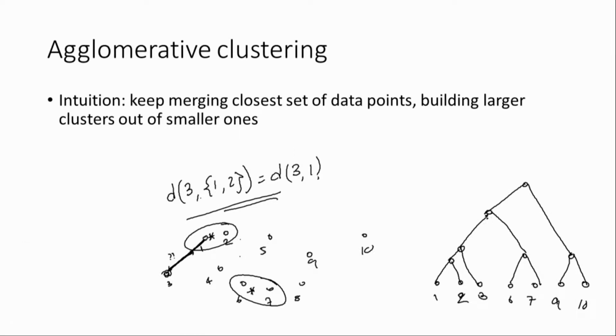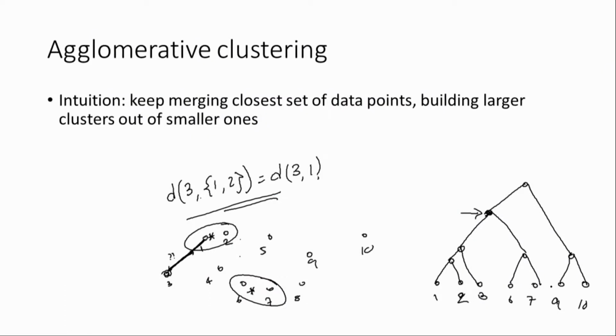And what does each node in the tree represent? Each node in the tree represents a cluster. So this node, for instance, represents the cluster 1, 2, 3, 6, 7. And this node represents the cluster 6, 7. So the original points are all in the leaves. Important to remember: original points are all in the leaves.